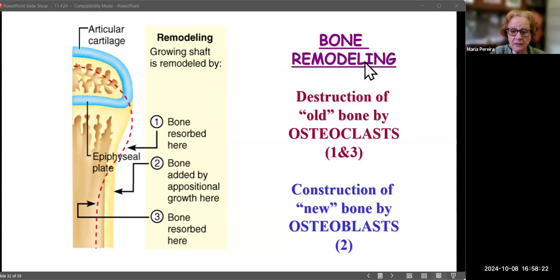This is a very, very active kind of process where you have the osteoblasts depositing bone tissue, bone matrix. So this is represented in this area here, area 2. And then you have the osteoclasts that are chewing up to lead to the proper shape of the bone. So the osteoclasts destroy the bone, the old bone, and the new bone is generated by the osteoblasts.